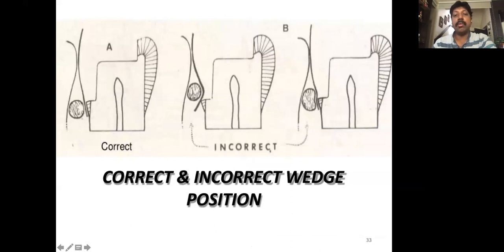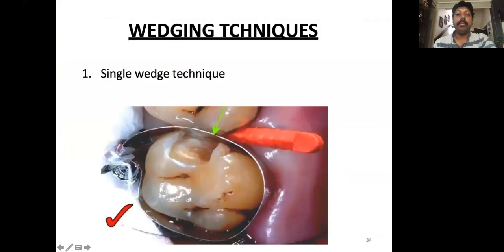So can you see the depression over here? So your restorations also will have a depression. You can't place like this. There will be a depression here. So you have to place it exactly below the contact, the gingival seat, so that is nice contour आता है tooth का. See this. Okay. So wedging techniques. This is called a single wedging technique. Only one wedge is used.